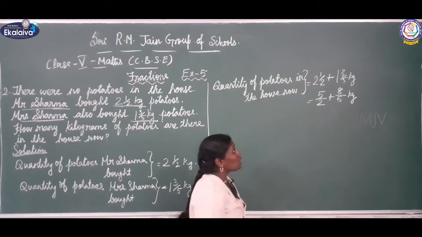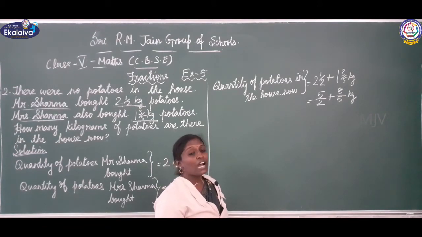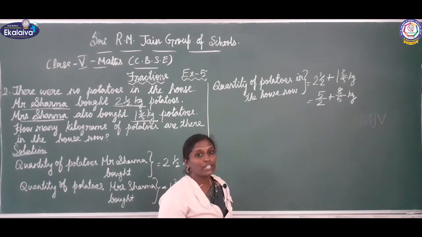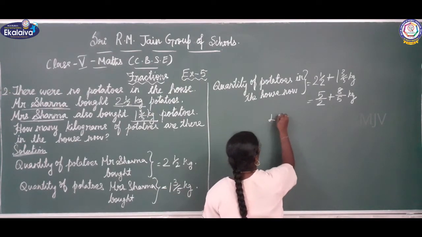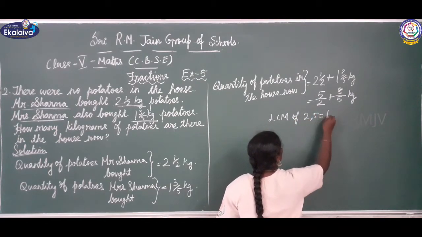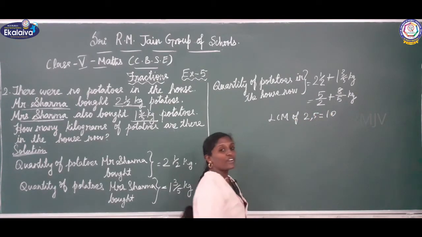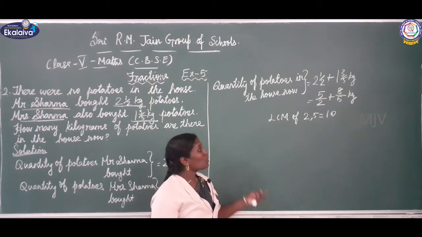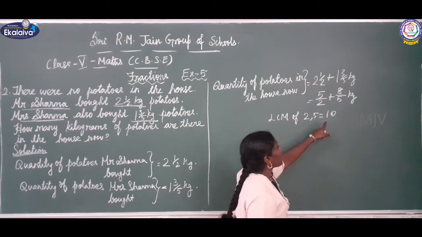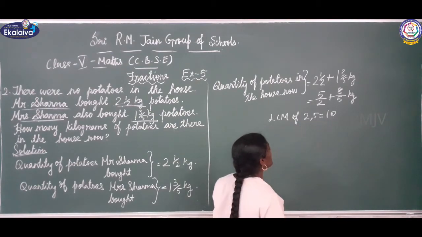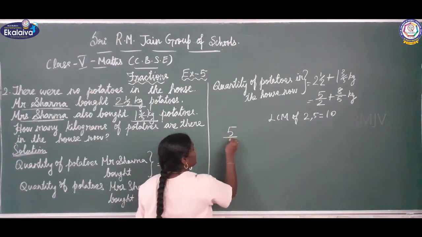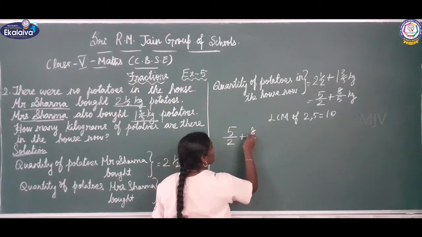Here these two fractions are unlike fractions. We are going to convert them into like fractions by finding the LCM of the denominator numbers. So LCM of 2 and 5 is 10. Here 2 and 5 are prime numbers, so the product of the two numbers is the LCM. 2 5s are 10. 10 is the LCM. Now we have to convert the fractions with the denominator 10.